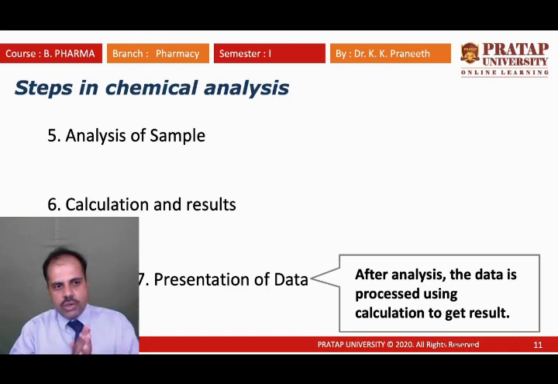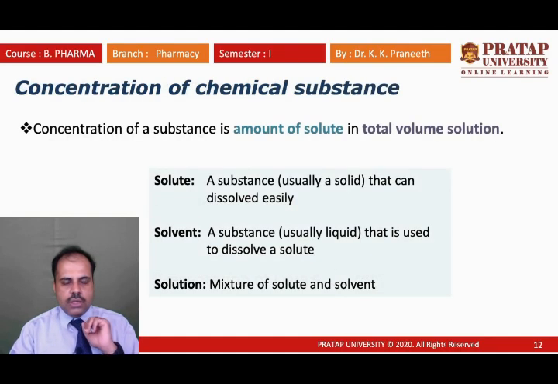So there are important 7 steps involved in the chemical analysis. That's what we have seen. So coming to the next subtopic, the concentration of a chemical substance. How to find out the concentration of this chemical substance?